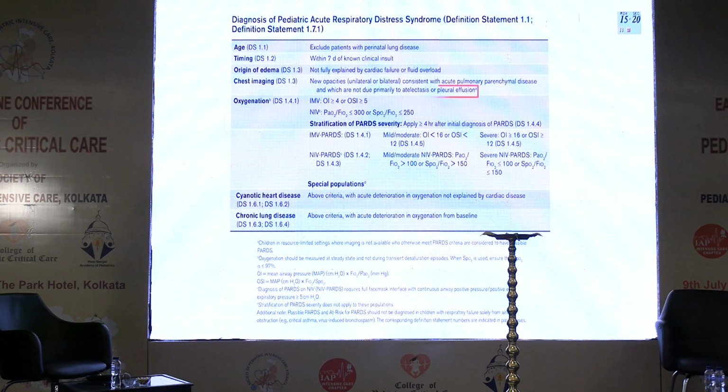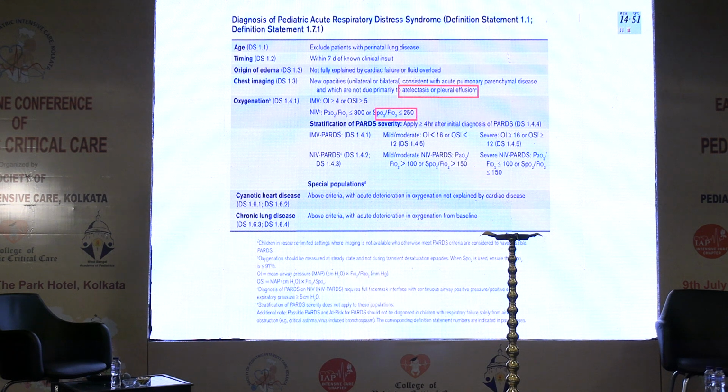Over here, the difference is the new opacities in the chest imaging in the parenchyma, which were not primarily due to atelectasis or pleural effusion. This was not mentioned in the PALIC 2015 guidelines. And second is the SF ratio, which was 264 in the previous guidelines and is now reduced to 250, because they found that it did not affect the outcome or the management, and 250 is easy to remember also.